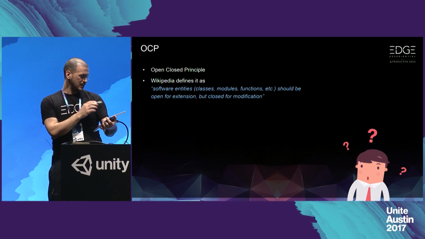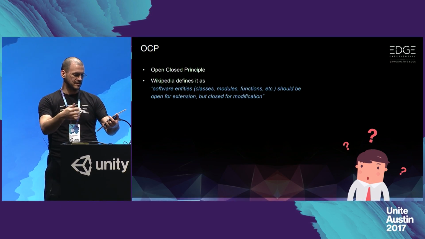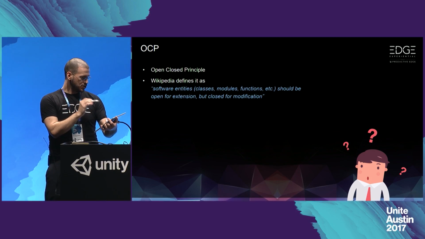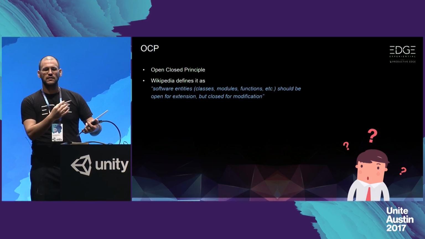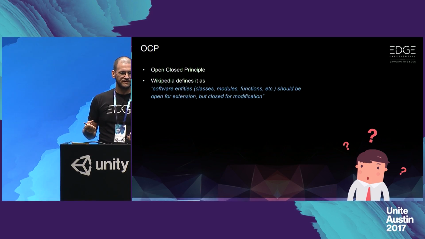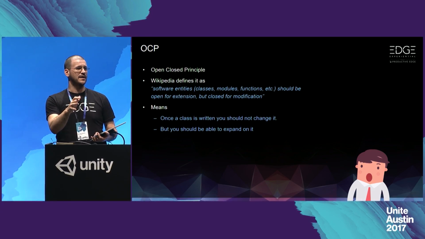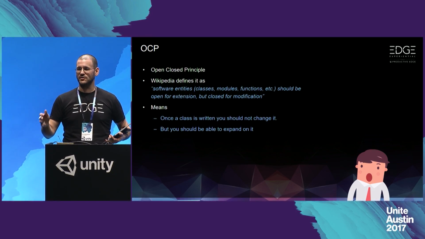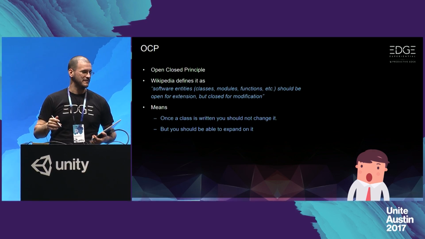OCP on Wikipedia says software entities, classes, modules, functions, etc., should be open for extension but closed for modification. So what does that really translate down to? And by the way, keep in mind there's a lot more nuance than what I'm telling you. I'm giving you a really fast version of this.